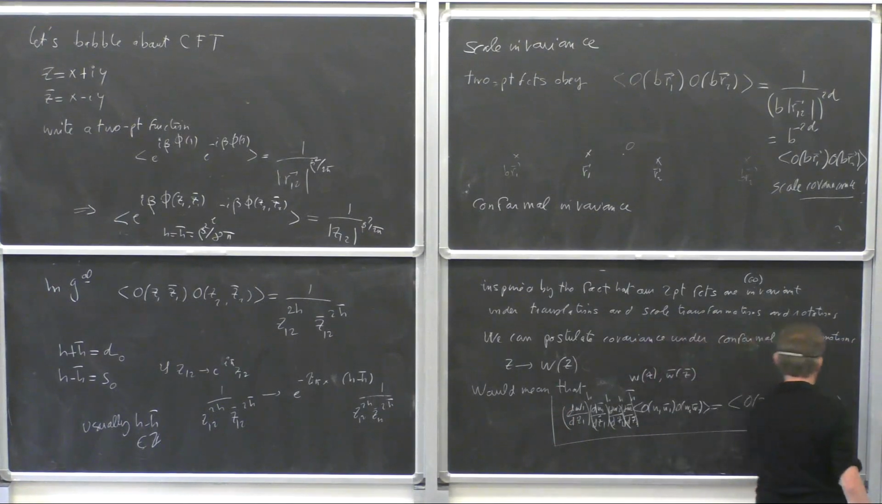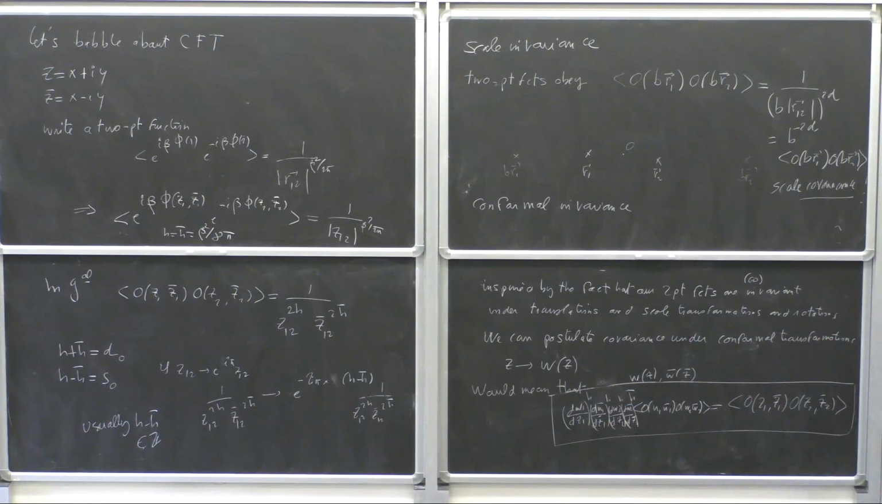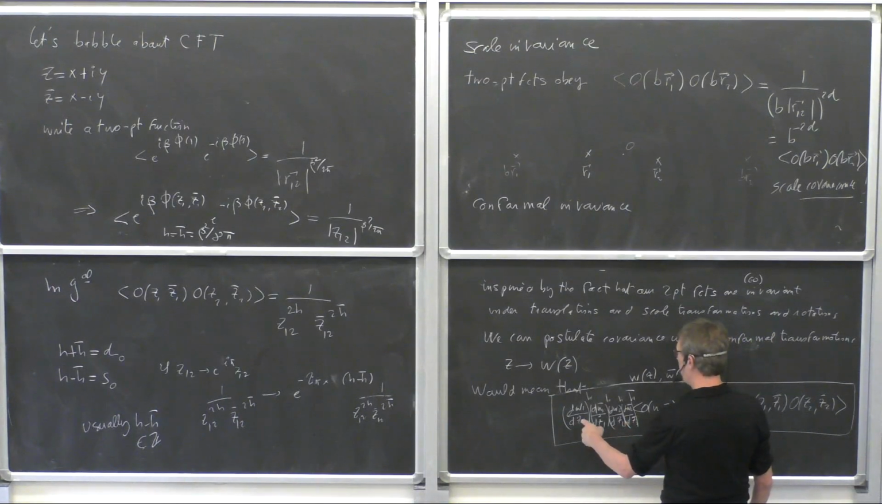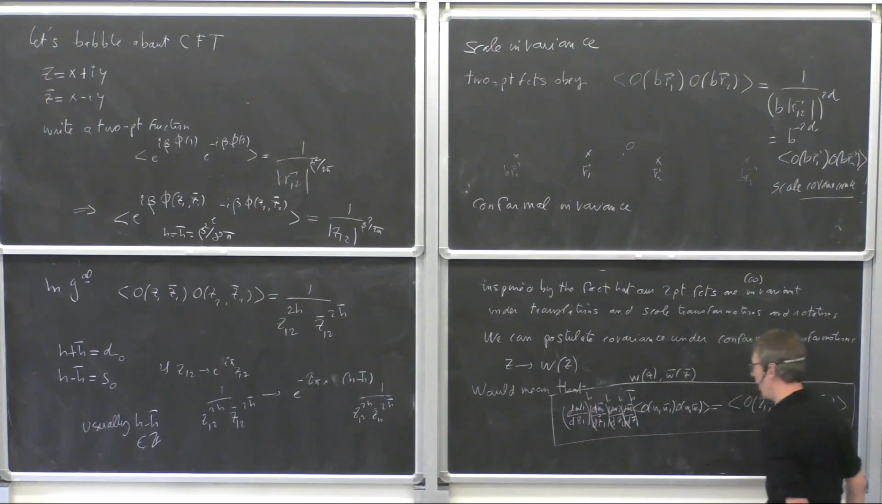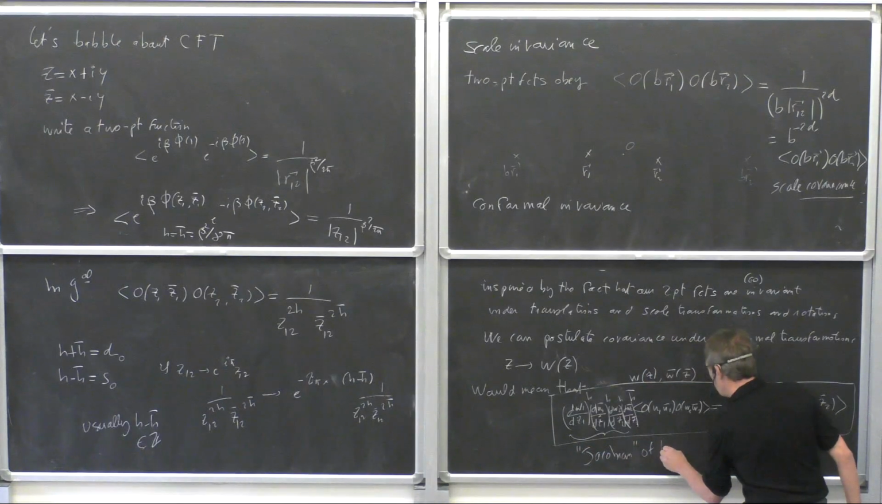So this would be the formula that we should expect for scale conformal covariance. So it's a little bit tiny, but this is dw over dz to the h, which is really like the Jacobian of the transformation.